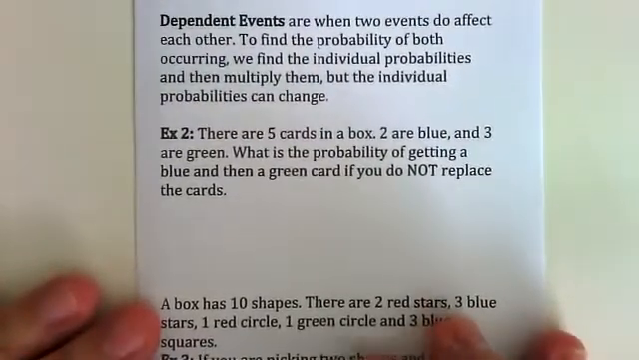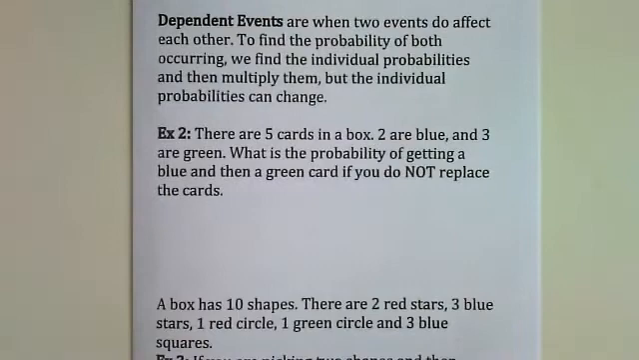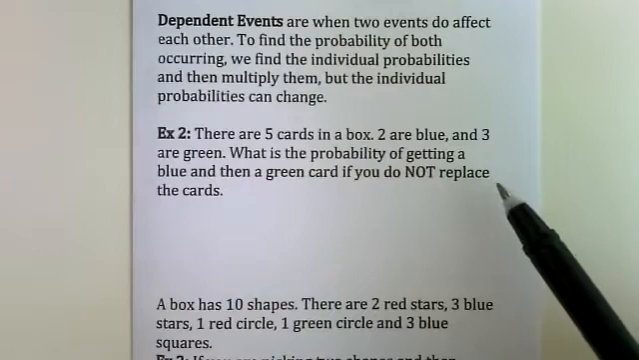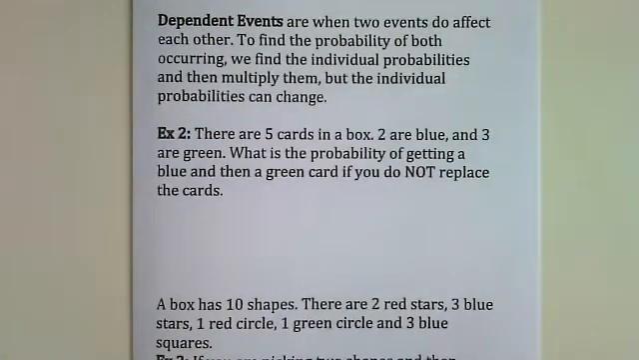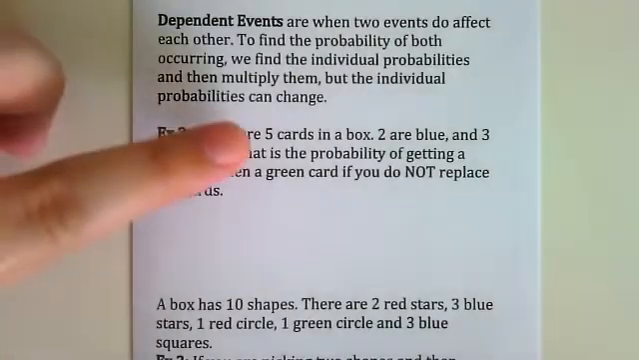So for a dependent event, that's when 2 events do affect each other. So they're dependent on each other. The one event changes the second one. So to find the probability of both occurring, we do the same thing. We find the individual probabilities and then we multiply them, but the individual probabilities can change. So for example 2, we have the exact same situation here, but we are not replacing the cards. So after I pull the first card, that's going to change what happens for the second one. So now my total is going to go down because after I pull out that first card, the total is now going to be 4 instead of 5.